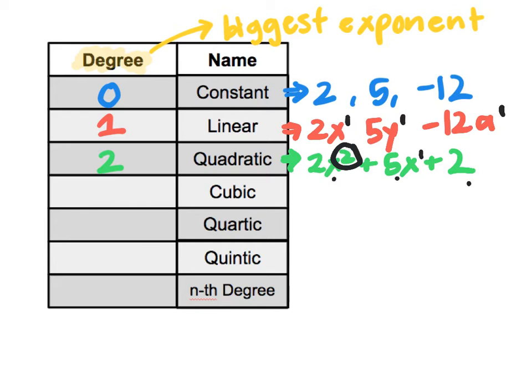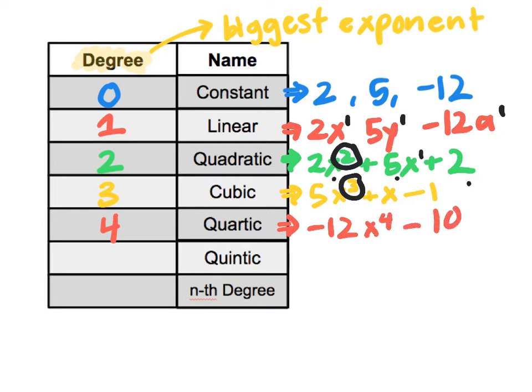Your next one is cubic, so that's going to be a degree of 3. So this could be something like 5x cubed plus x minus 1. Again, my biggest exponent there is 3, so I know it's cubic. Your next one's going to be quartic, so that's going to be 4. So this is going to be something like negative 12x to the 4th minus 10. Again, my biggest exponent there is 4, so I know it's quartic.